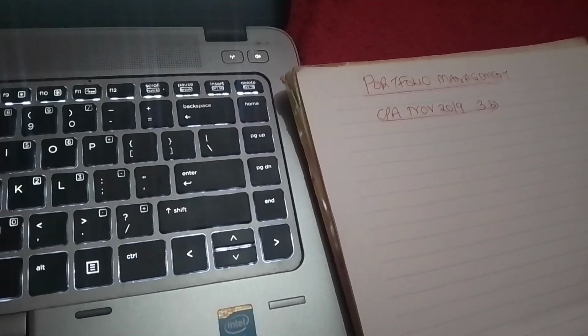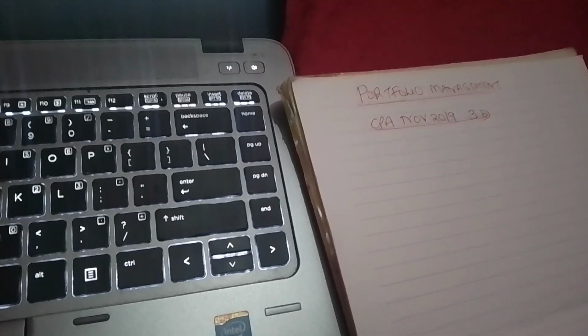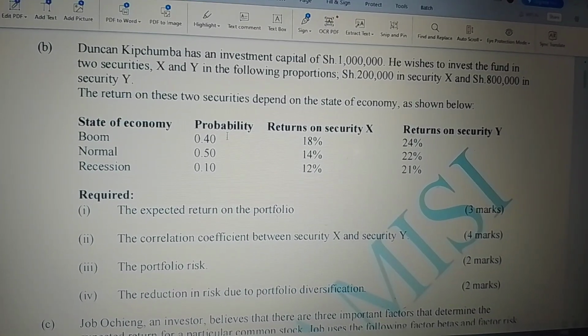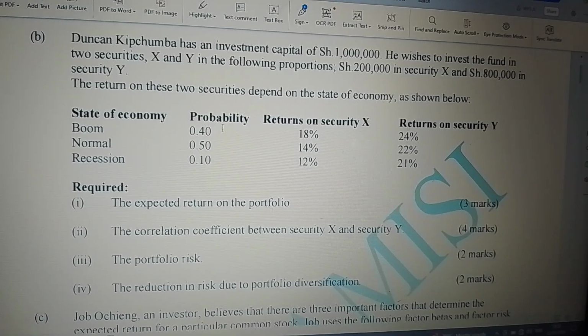Hello, today I wish to discuss portfolio management and the formulas that are used in portfolio management. To help us understand more on it, I want us to solve this question, CPA November 2019 question 3B, and it says, Duncan Kipchumba has an investment capital of 1 million shillings.